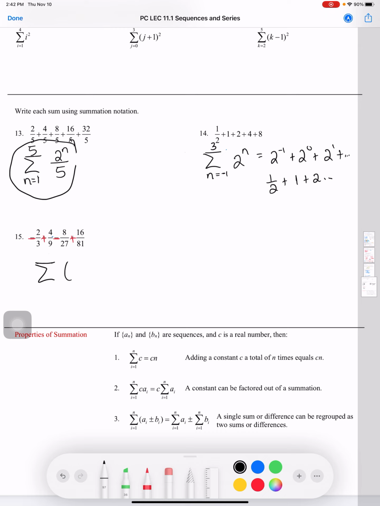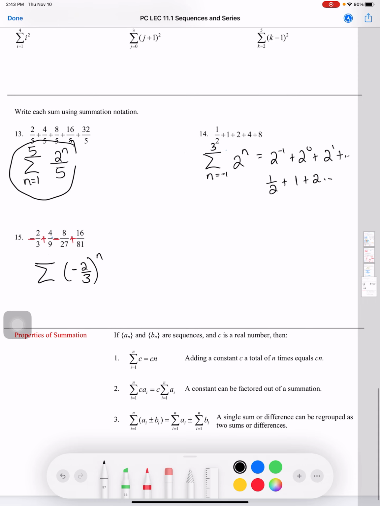For me, what I would start with, and I want you to understand that there's a few different ways that we can do this. We can write these different ways, but I personally would begin, and I would write this using a -2/3, and I would write this to the nth power. And I know what happens as that n changes. As I go from an even n to an odd n, my outcome is going to be positive and negative. So that causes that sign to change.